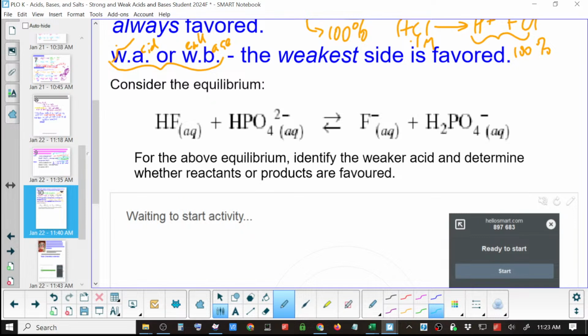So right now, identify the acid and the base in this one, and tell me which side is favored. I'll ask someone which is the acid and which is the base. Look them up. Max, what do you think? You're not taking notes. Yeah, I think it's H2PO4 minus with the bases.